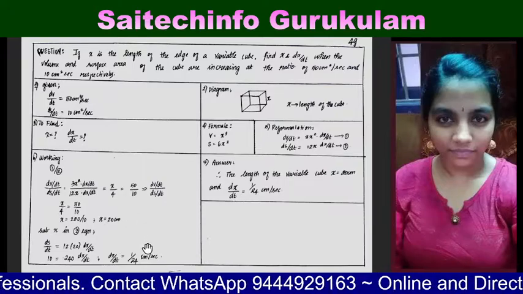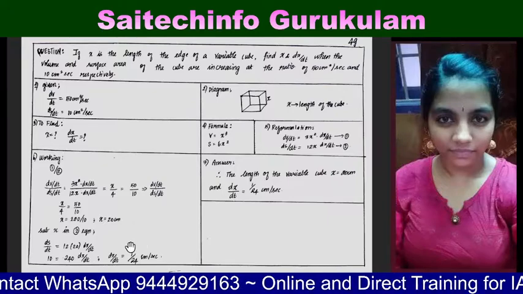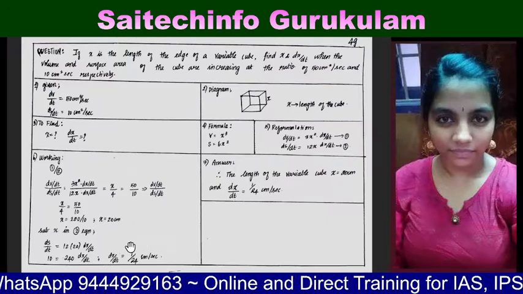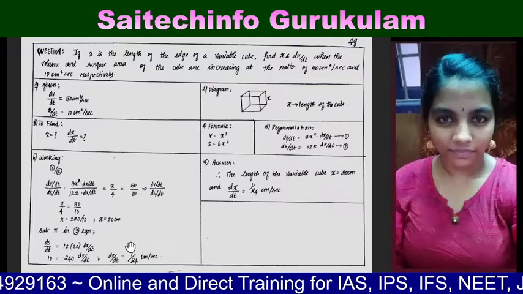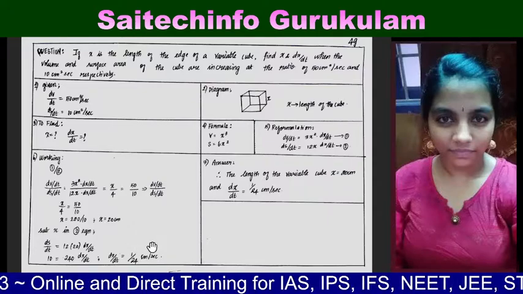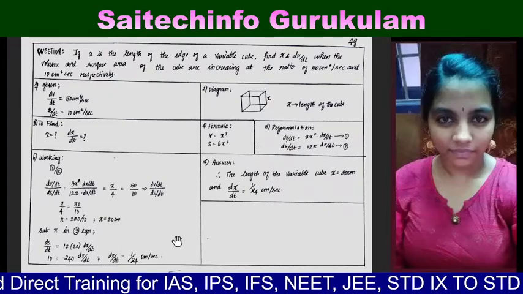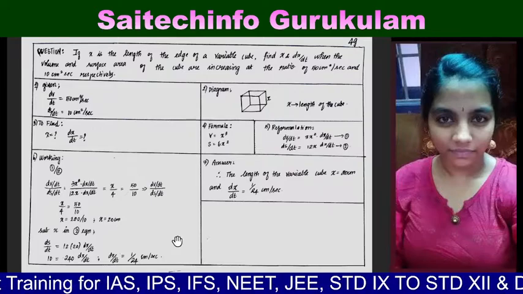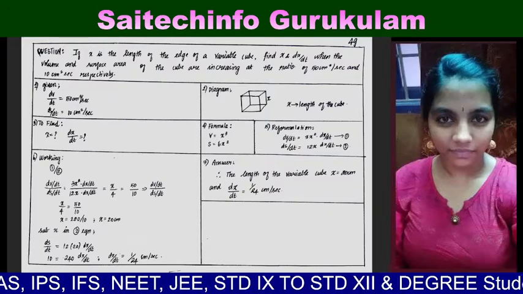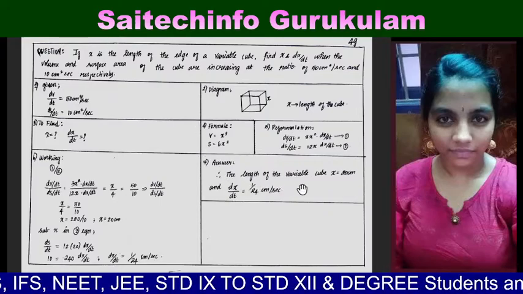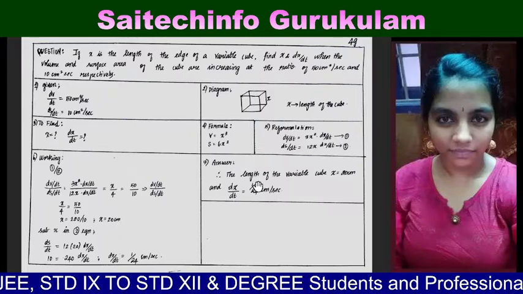We have found x. We have to find dx by dt. So for that, I am substituting x in any one of the equations. So I am substituting x in the second equation, ds by dt is equal to 12x. In the place of x, I am substituting 20, so 12 into 20 into dx by dt. We want dx by dt, so I am rearranging those and the final answer is dx by dt is equal to 1 by 24 centimeter per second. Therefore, the length of the variable cube x is equal to 20 centimeter and dx by dt is equal to 1 by 24 centimeter per second.